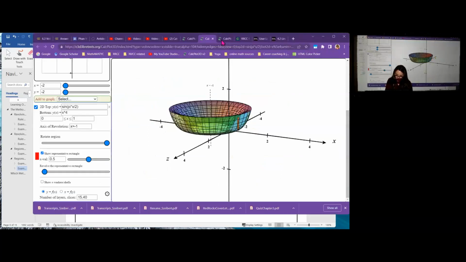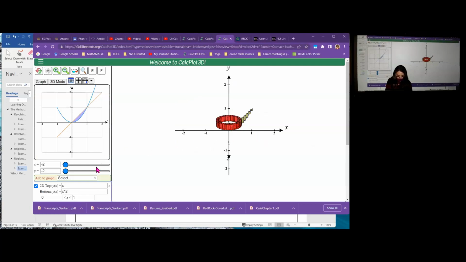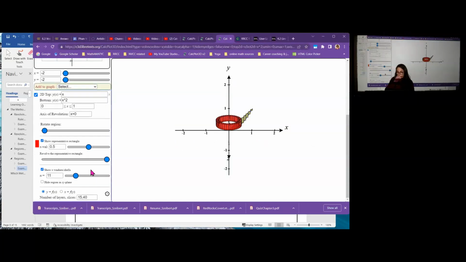On Calc Plot 3D, we're now looking at this shape here. Again, because we're using the differential dx, you want to select y as a function of x. That means that we'll do the above function and the below function. Above, you can see that we have the line y equal x, and the bottom is the parabola x squared. We're going to revolve it vertically around our vertical axis of rotation. When I revolve the region, you can see it starting to develop.